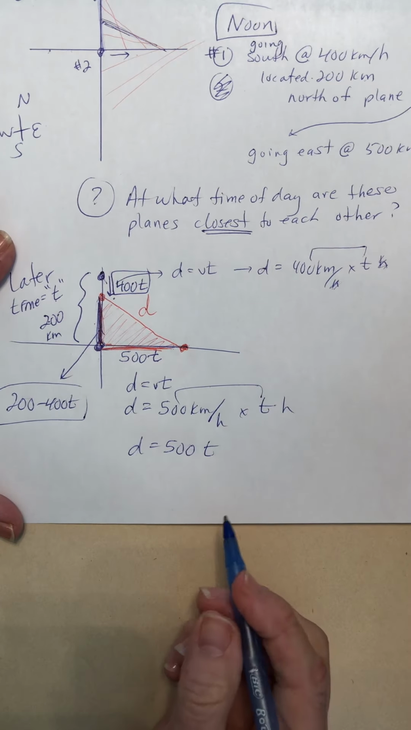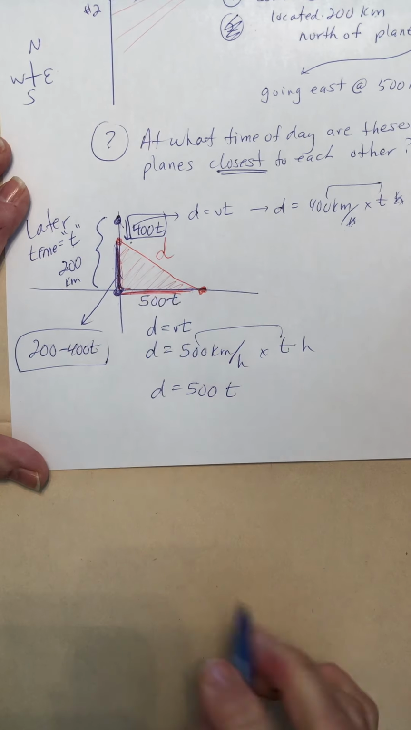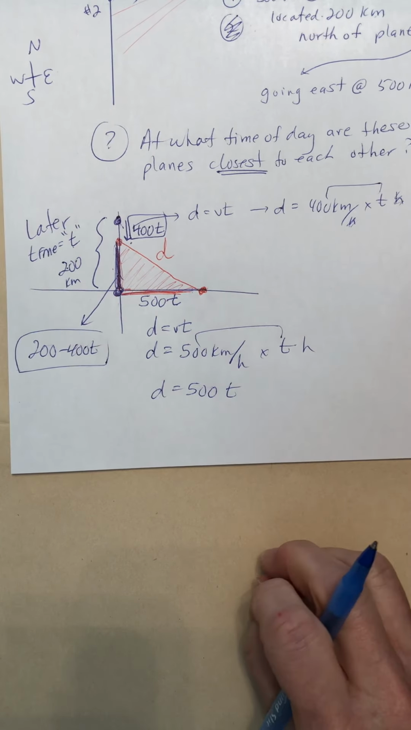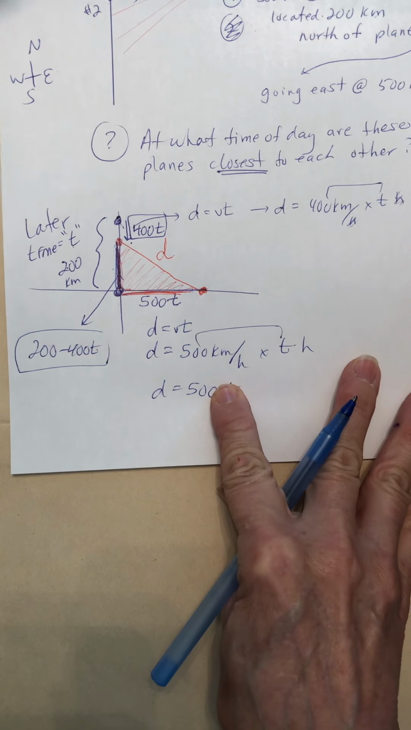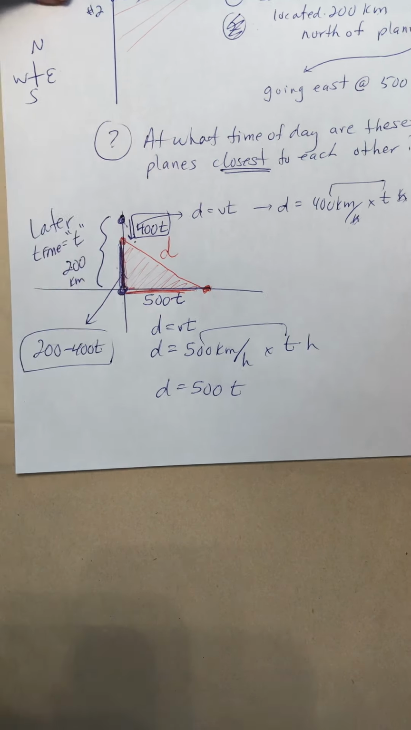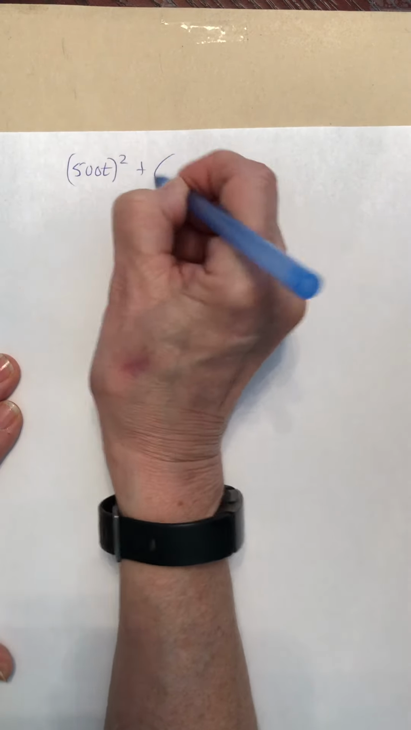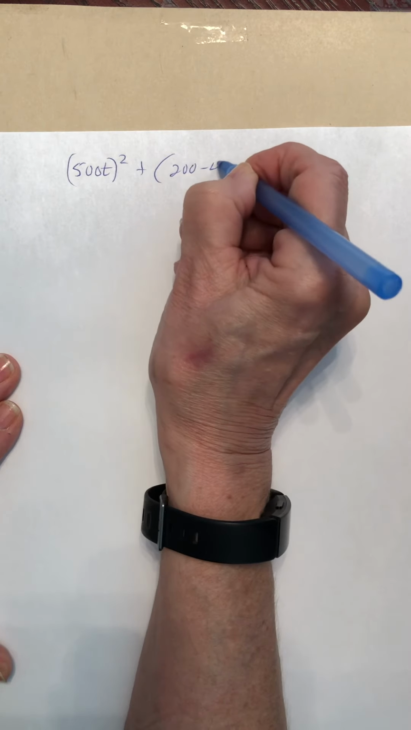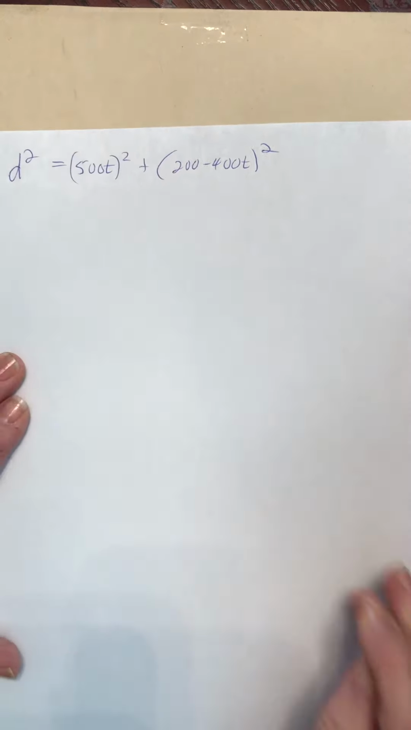So I have everything I need now to use the Pythagorean theorem. This squared plus this squared equals this squared. So the setup is the longest part. The math here is going to be fairly easy. So continuing from there. Now I'm going to just take these sides and put them in for the Pythagorean theorem. So I have (500t) squared plus (200 minus 400t) squared is d squared.